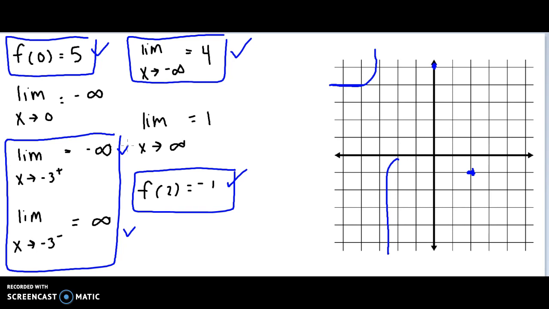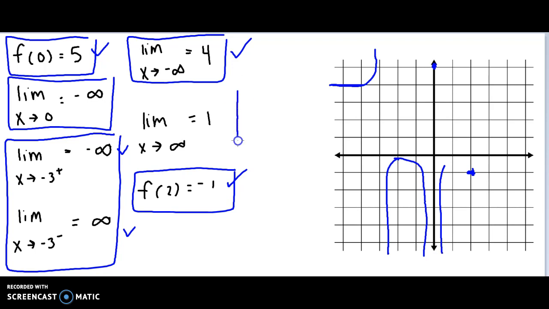My next leftmost point on my x-axis is as x goes to 0, I see my limit is negative infinity. So I remember that this means from the left-hand side and from the right-hand side, I go down to negative infinity. Now my last limit statement here is the limit as x goes to infinity equals 1. So that means as I go all the way to the right, this graph flattens out at y equals 1.